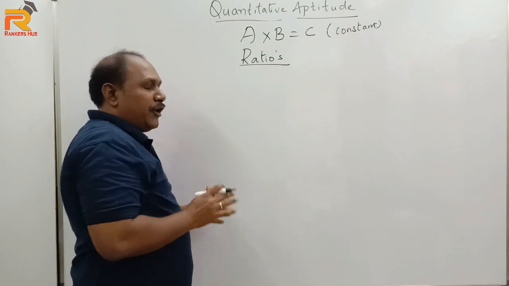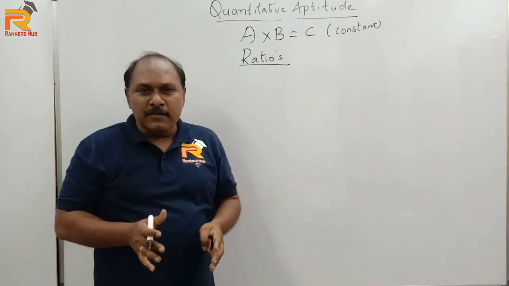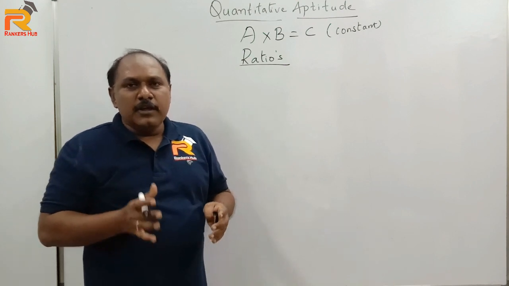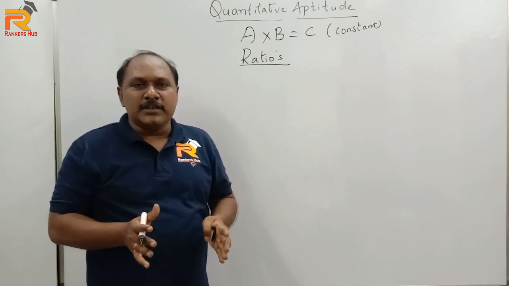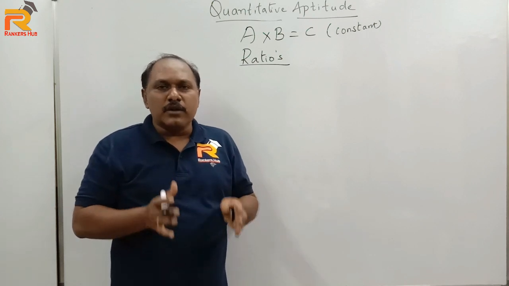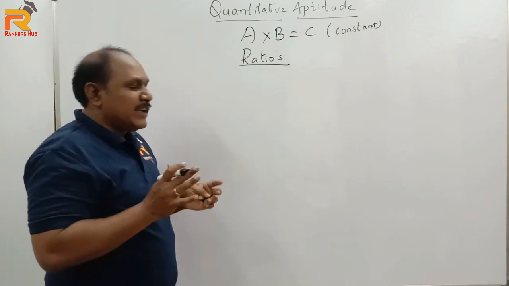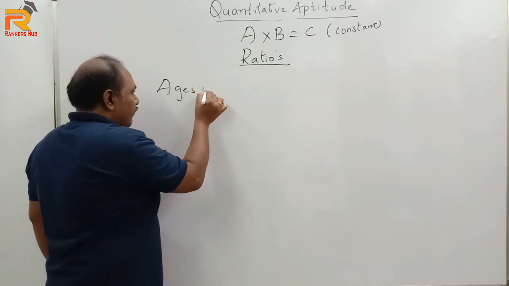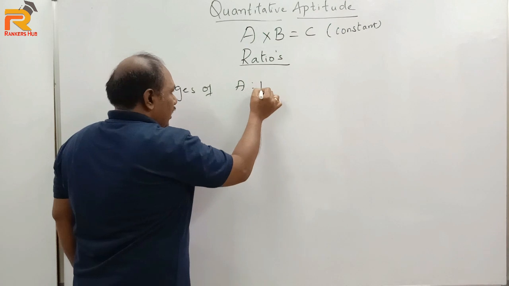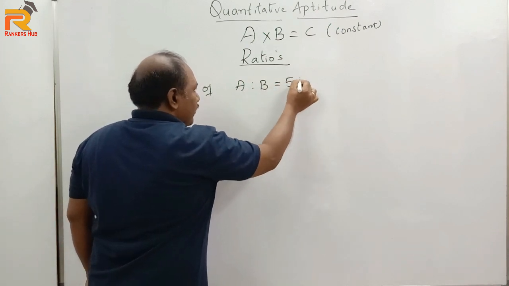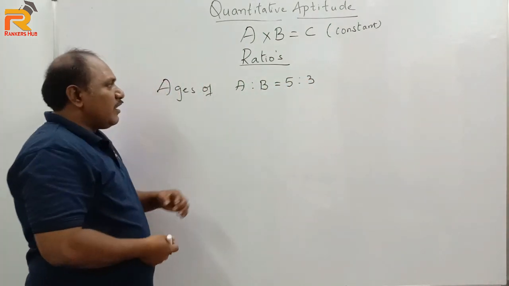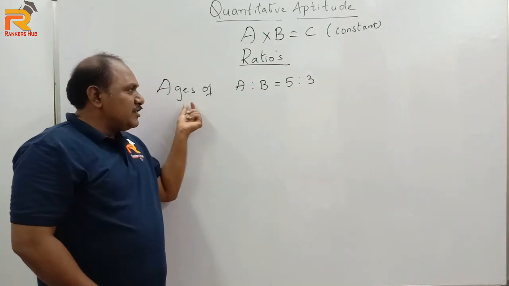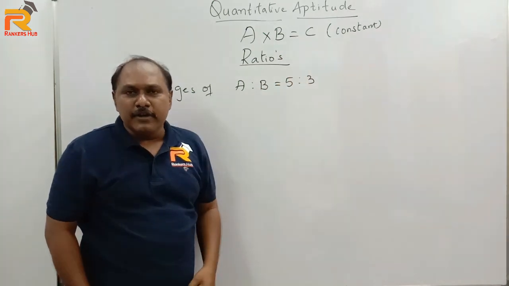So before going to the problems, let us learn first of all the basics of ratios. Now what do you mean by a ratio? Ratio is nothing but a comparison between two or more similar quantities. Let's take a small example. Suppose I say the ages of A and B are in the ratio of 5 is to 3. Here I am comparing the age of A and the age of B, saying that the ages of A and B are in the ratio of 5 is to 3.